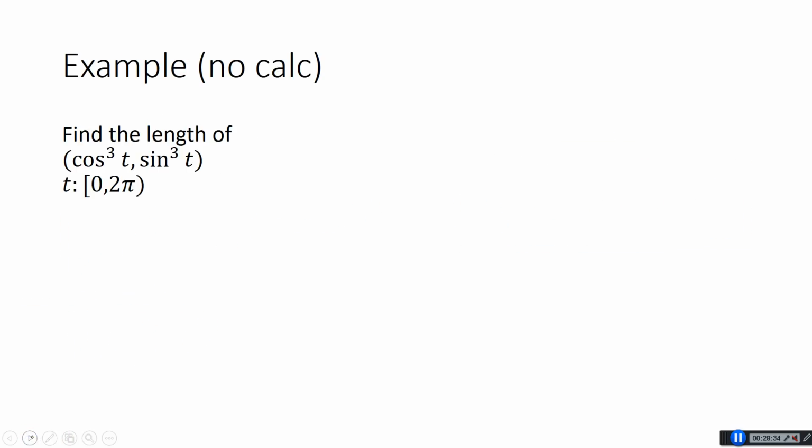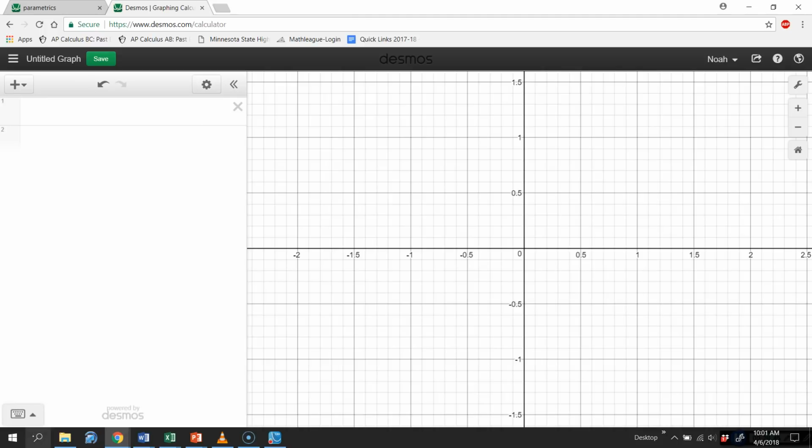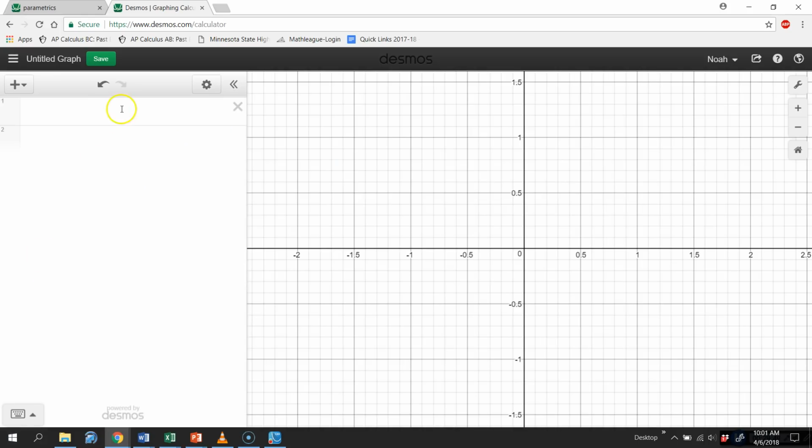So we've got cosine cubed and sine cubed from 0 to 2 pi. What I'm going to do here is show you this in Desmos, because it's pretty cool how you can use parametrics in Desmos. I'm just going to graph cosine cubed t, sine cubed t. So you put in parentheses cosine of t, cubed, comma, sine of t, close parentheses, cubed.